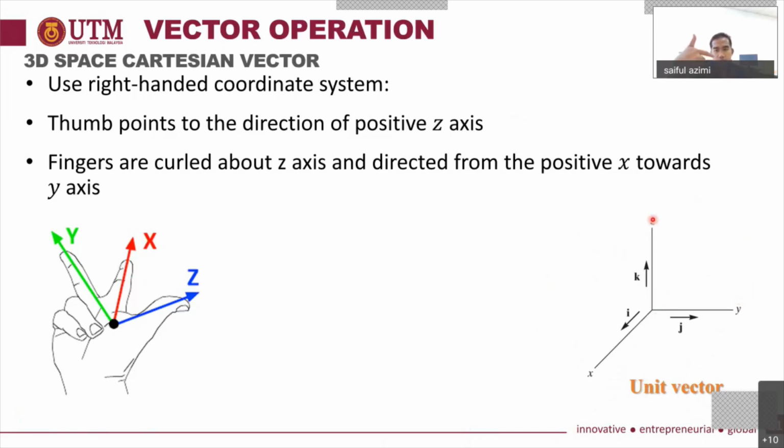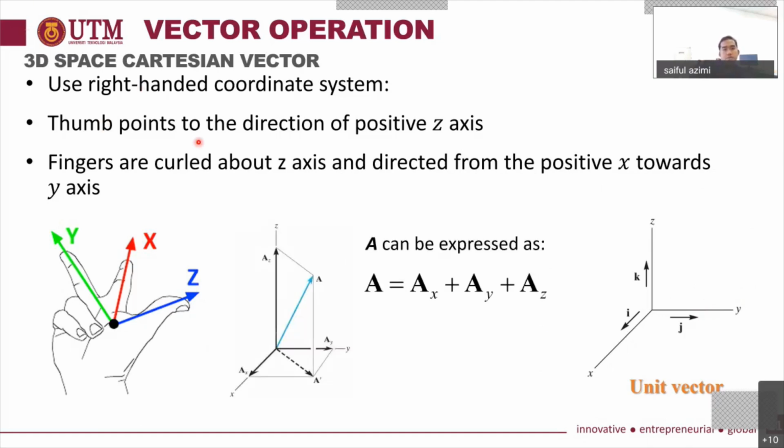So the z-axis moves upwards, the positive x-axis moves towards you, and the y-axis moves towards your right. So your thumb points upwards, your index finger points towards you, and your middle finger goes toward your right. So this is how the right-handed coordinate system works. This is one of the ways that you can represent your 3D space Cartesian vectors.